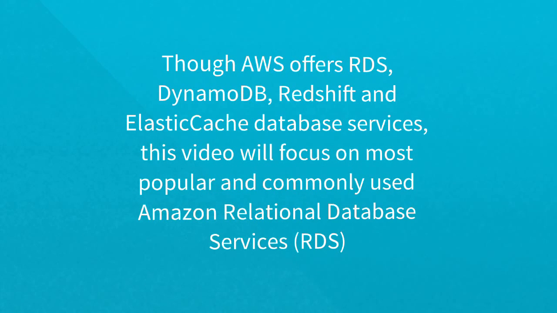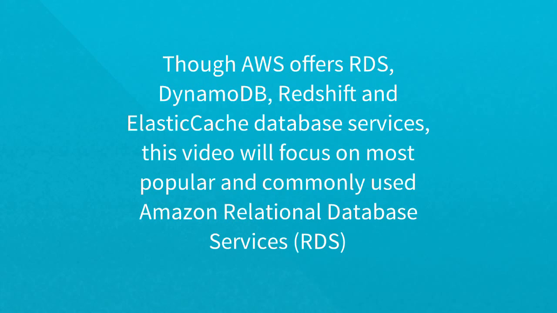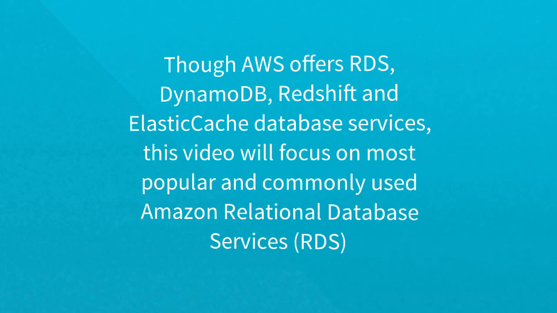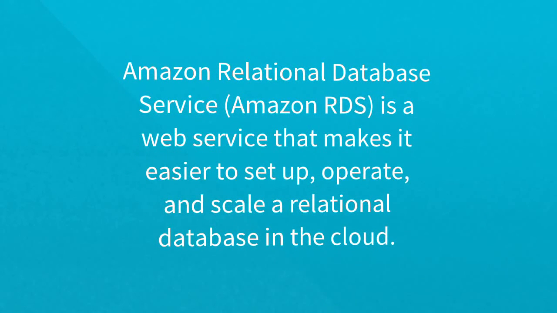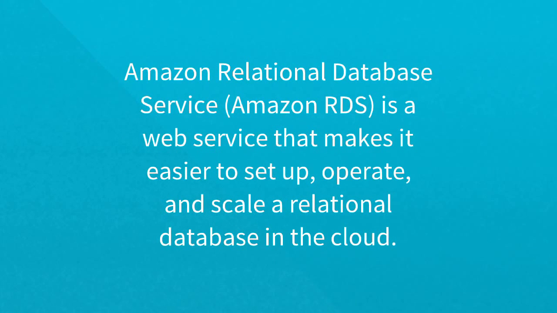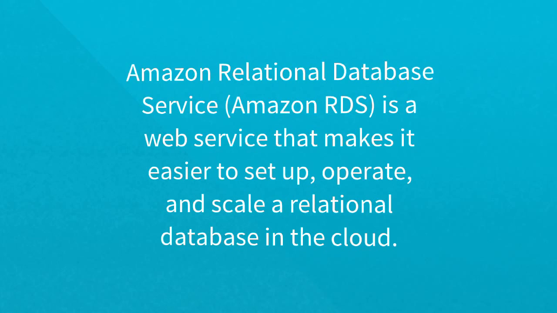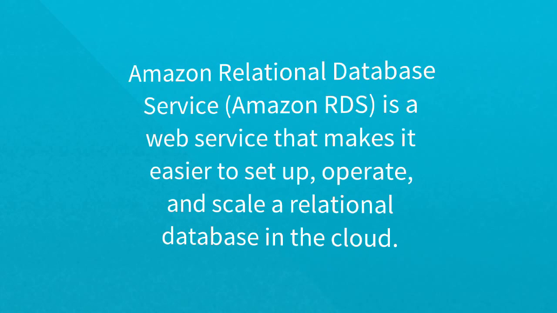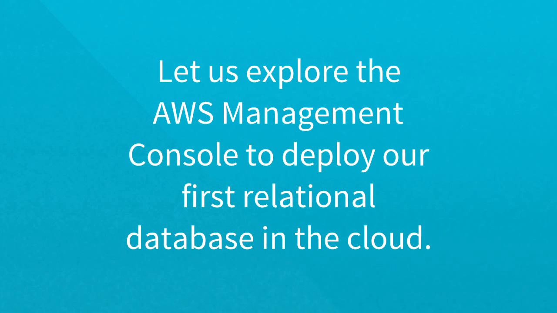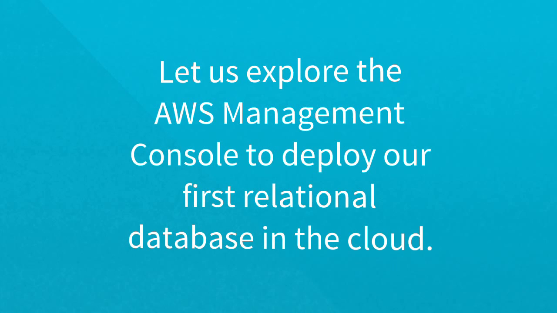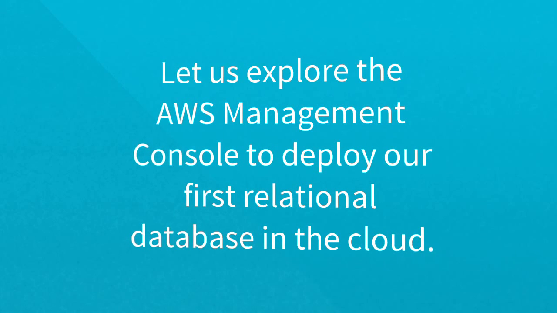Though AWS offers RDS, DynamoDB, Redshift, and ElastiCache database services, this video will focus on the most popular and commonly used Amazon Relational Database Service, also called RDS. Amazon RDS is a web service that makes it easier to set up, operate, and scale a relational database in the cloud. So, now let us explore the AWS Management Console to deploy our first relational database in AWS Cloud.